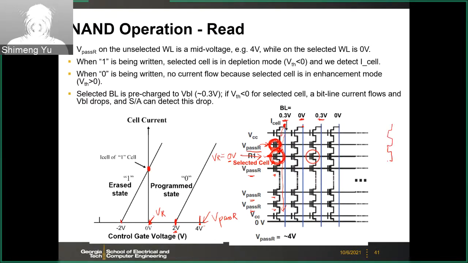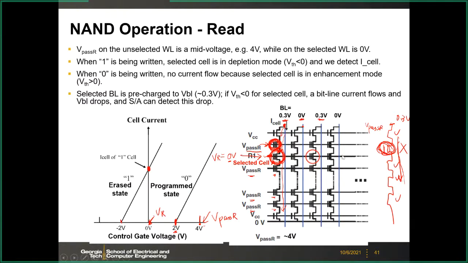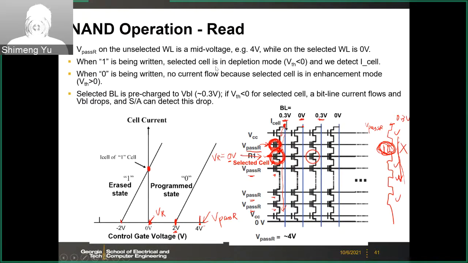So if you think about this string, this is the selected cell. The other transistors are on no matter what, because you have the V-pass R. So you have 0.3 volts here. Whether you conduct the current or not depends on this selected cell. If the selected cell is in the 1 state, then you have current. If it is in the 0 state, then you will cut off here. So any questions?